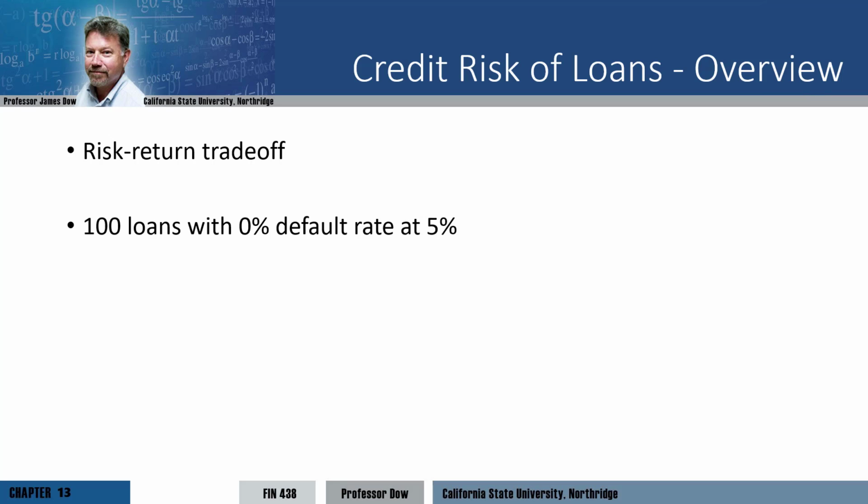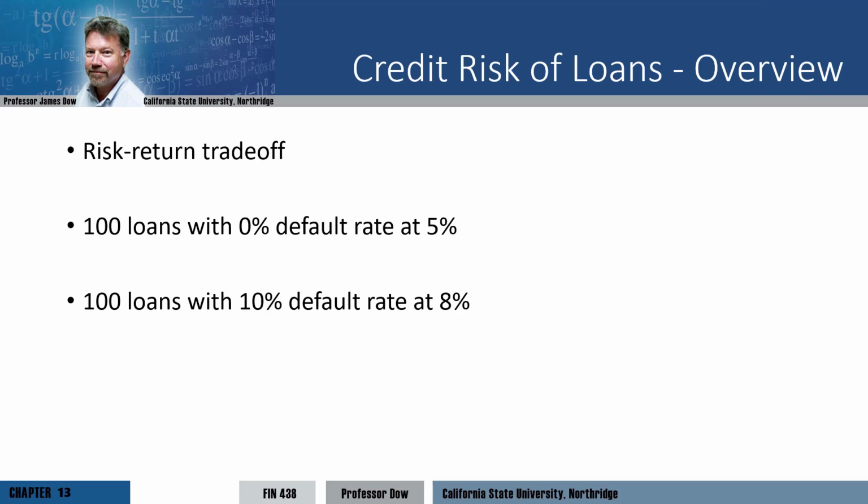For example, a bank may make 100 loans that have a default rate of 0%, that is, there's no risk, at an interest rate of 5%. When faced with riskier loans, say 100 loans with a default risk of 10%, they would charge a higher interest rate, in this example 8%.